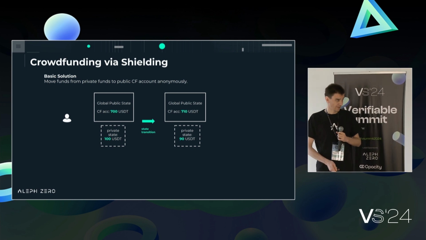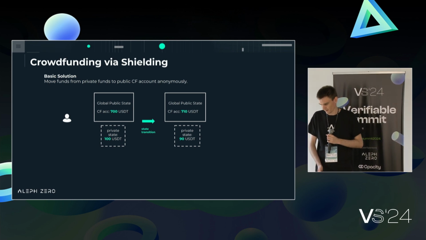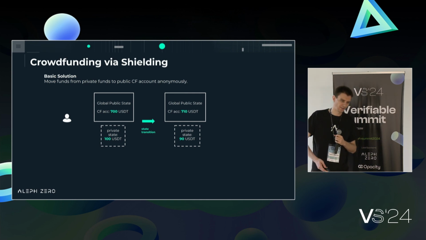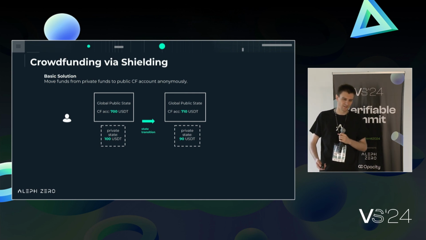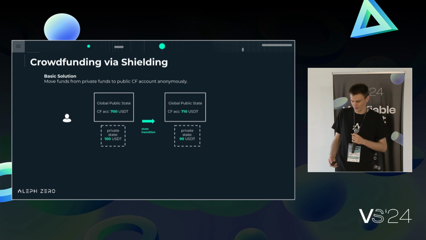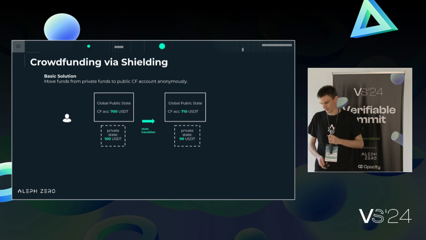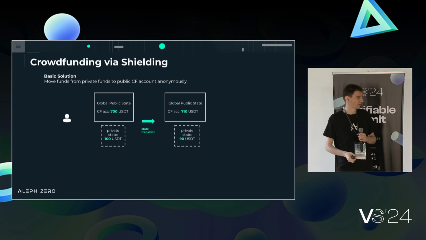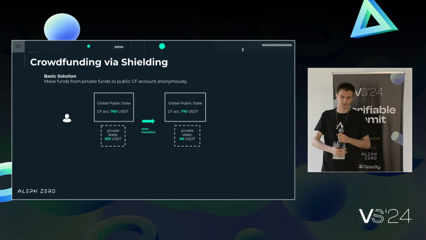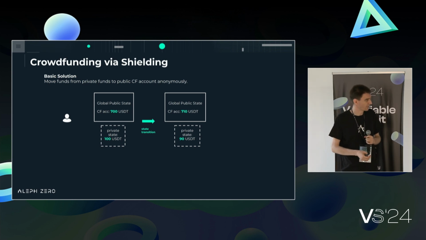And the simplest possible way to do that is basically to keep your funds private, and if you make a donation, if you contribute, you just reveal it, okay? You reveal that you make a contribution of 10 USDT. Okay, so your private state will update from 100 to 90, and the global state, which contains the state of the crowdfunding, will increase by 10.